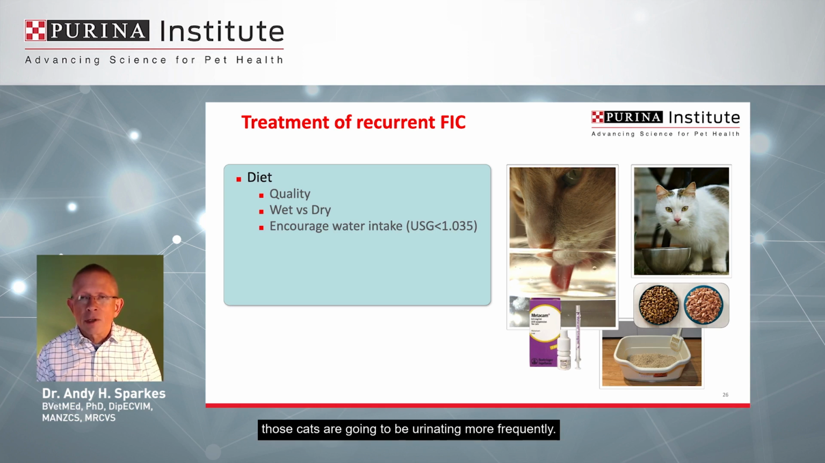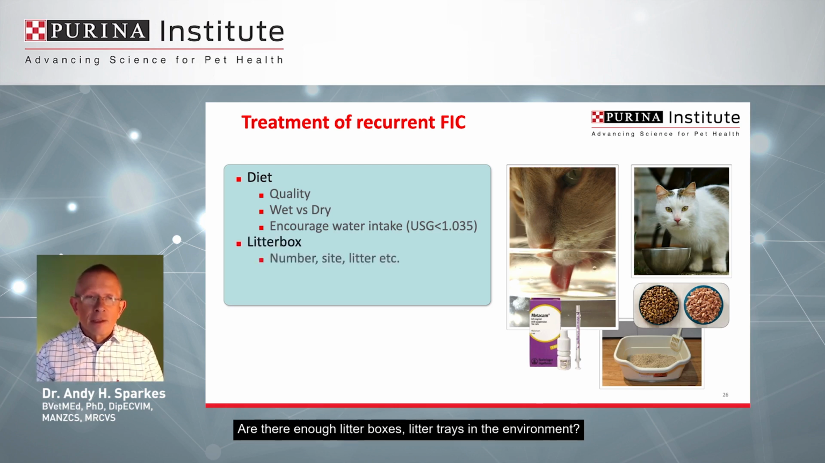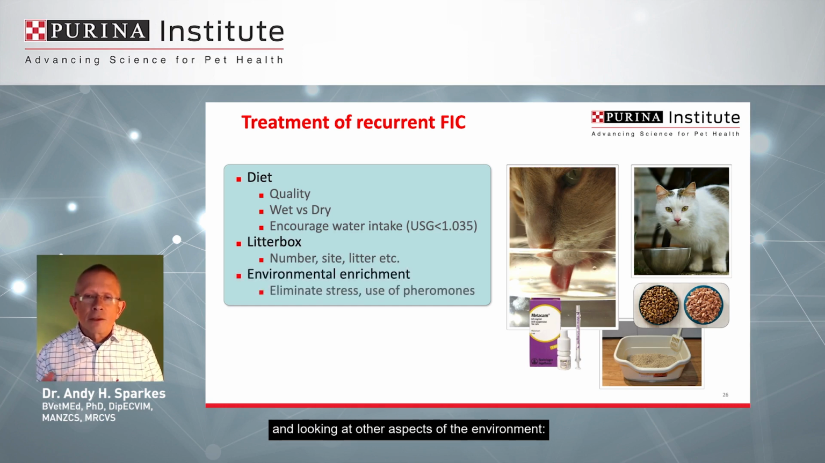Those cats are going to be urinating more frequently. That appears to be of benefit. We should also look at the environment and look at litter boxes. Are there enough litter boxes, litter trays in the environment? Are they being cleaned out frequently? So looking at the number, the site, the size, and the type of litter boxes that are present, the type of litter that's present, and looking at other aspects of the environment.